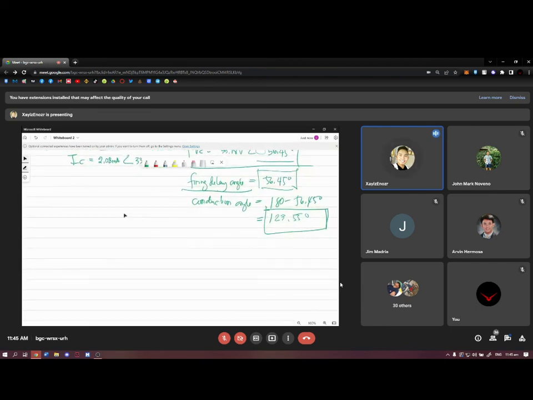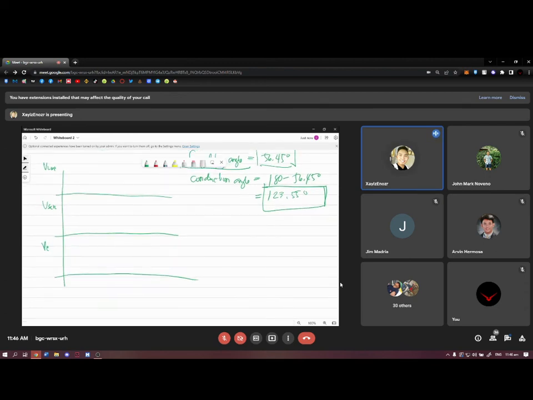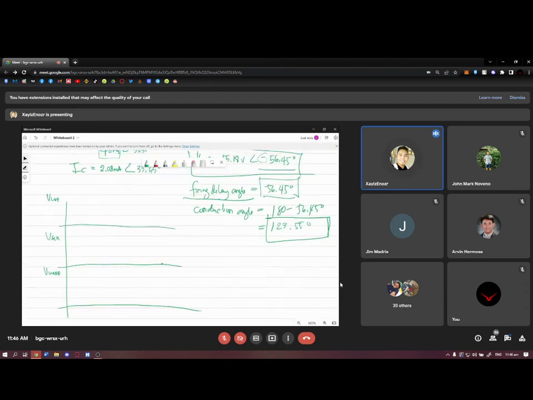Okay, so para pag sinabi kong pakita nyo sa akin yung graph or yung waveform ng VS, VC, tapos VSCR, at saka yung V-load pala. Okay. So, ang firing delay natin is 56.45 degrees.